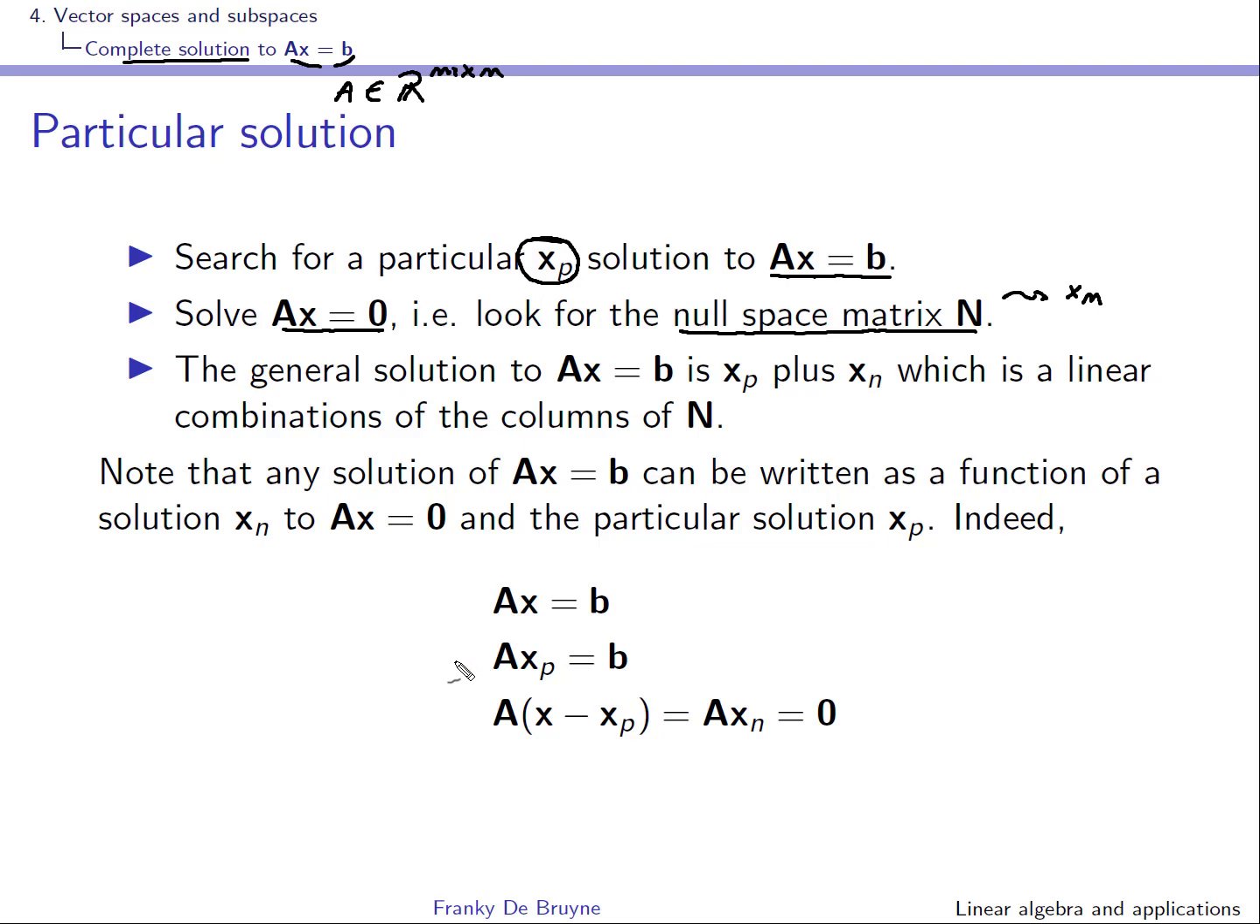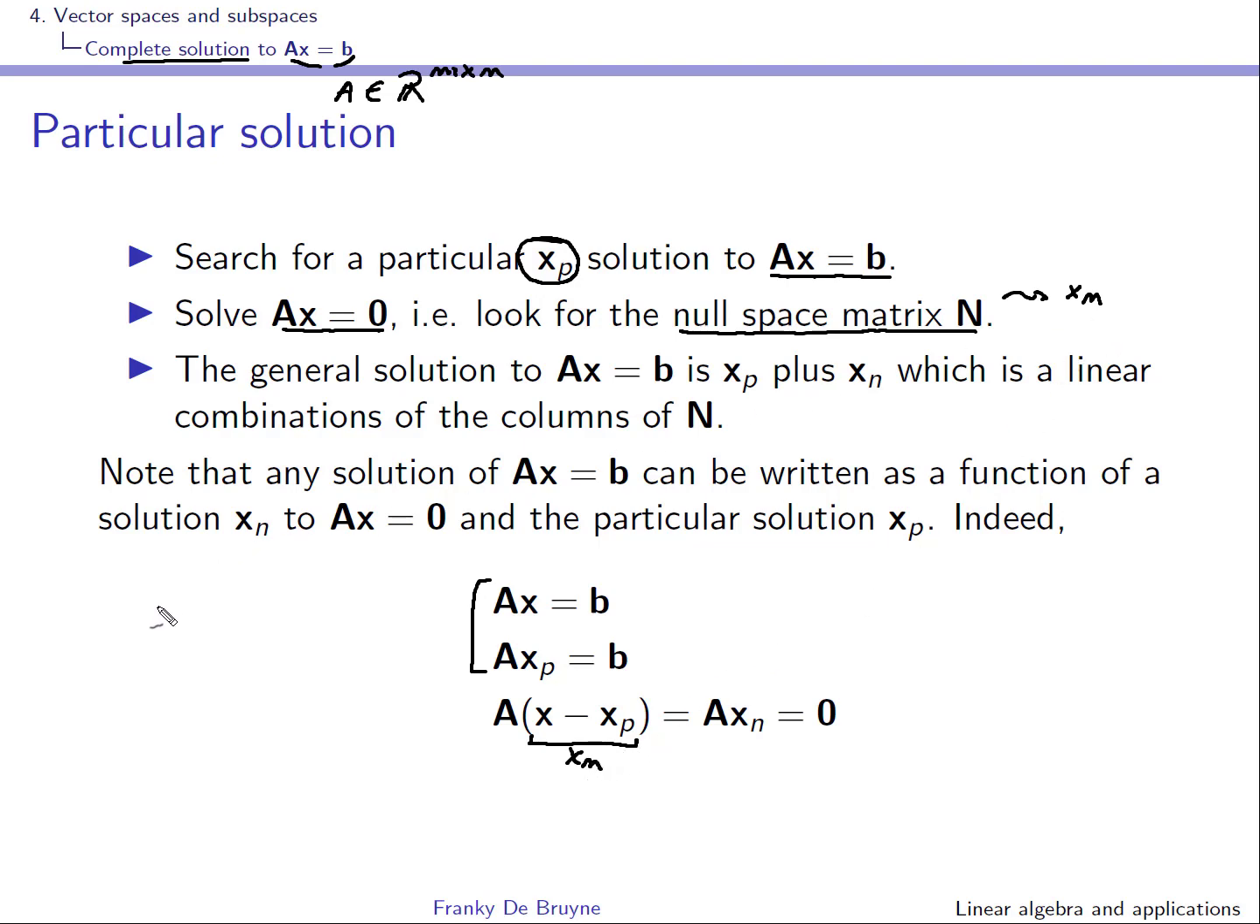We already have a particular solution, so by taking the difference between these two equations, you see that A times the difference, x minus this particular solution, is equal to 0. So this must be x_n, this solution that we can find.